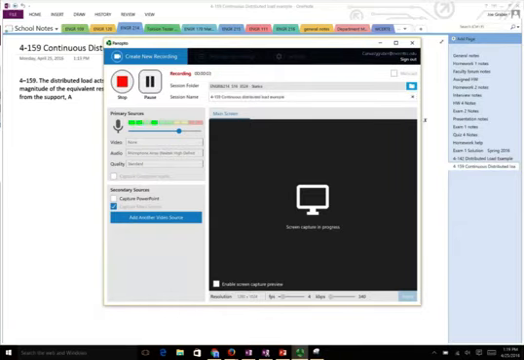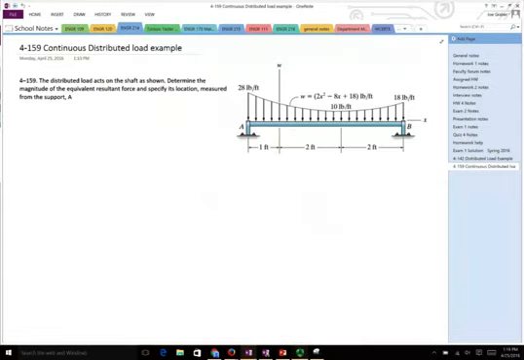Hello, I wanted to have an example problem available for a continuous distributed load. I'm going to be doing this problem, 4-159. The difference between this problem and the other example problem I created is that this one has an equation for the distributed load, whereas the other one we used geometric shapes to find the area under the curve. So let's go ahead and get started.